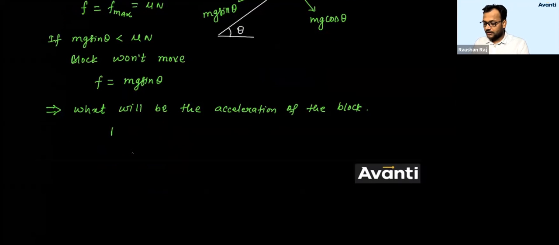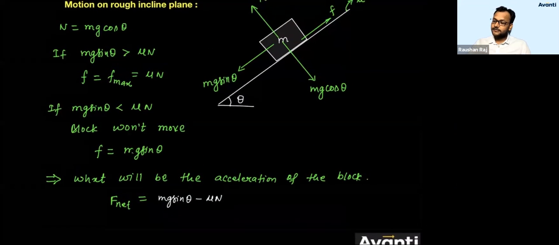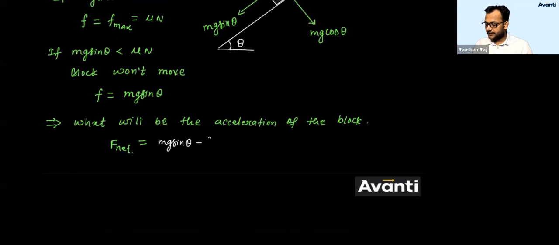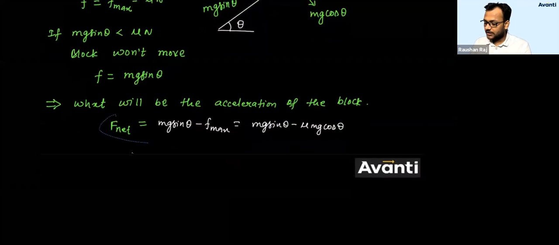So I would write net force on the block will be equal to mg sin theta minus mu n. Because if the block is going to accelerate, friction force will be what? Maximum. And maximum friction force is mu n. Let me write it here. Mg sin theta minus F max. What is the maximum value of F? That is mu into n. What is the value of n? It is mg cos theta. So this is the value of net force acting on the block down the plane.